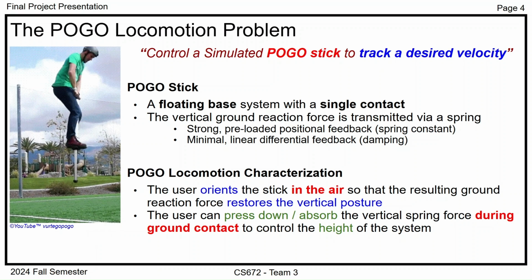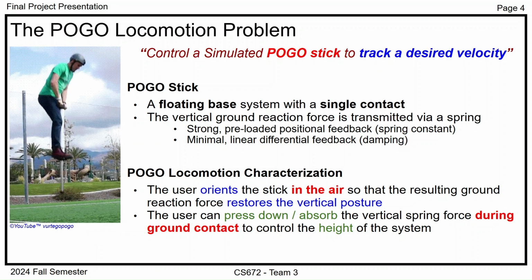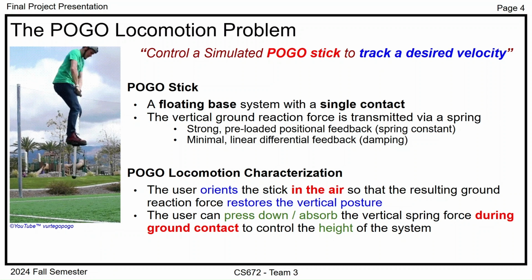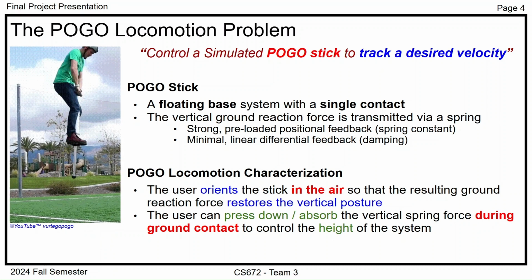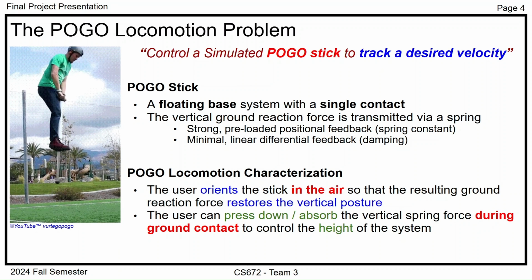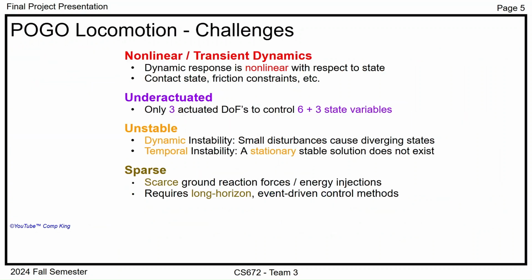A pogo stick is characterized by its floating base and a single spring-loaded contact. Locomotion of the pogo stick consists of orienting the system while in the air and injecting proper ground reaction forces while in contact with the ground.